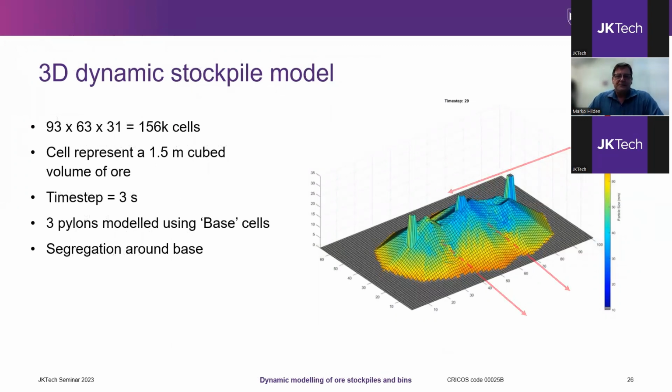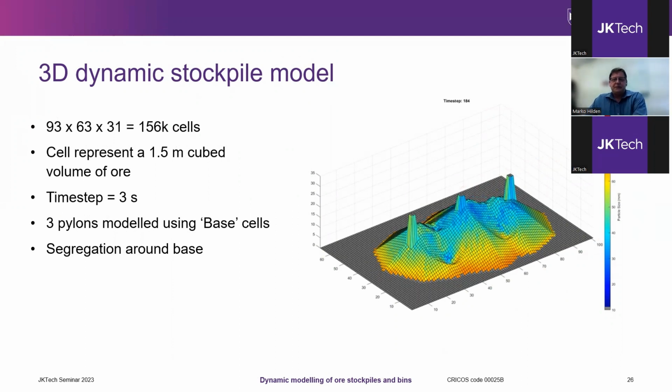So again, we set up the model simulation with about 150,000 grid cells, with each cell being about 1.5 meters in size. The time step in this case was 3 seconds. Notice that the 3 pylons in the pile have been simulated using the base cells. Again, you can see the segregation around the periphery of the pile, and the feed size occasionally changes during the simulation.